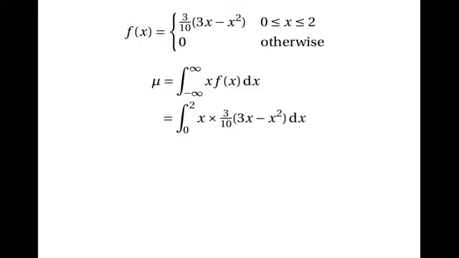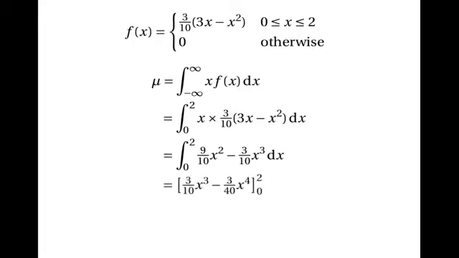We can integrate this by multiplying out the brackets. That gives us the integral of 9/10 of x squared minus 3/10 of x cubed, evaluated between 0 and 2, which is 3/10 of x cubed minus 3/40 of x to the power 4, evaluated between 0 and 2, which is 3/10 of 2 cubed minus 3/40 of 2 to the power 4, take away nothing, which is 1 1/5. So that's the mean of this random variable.